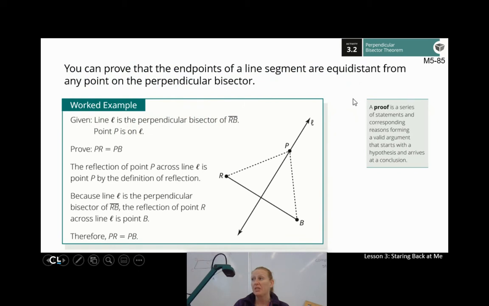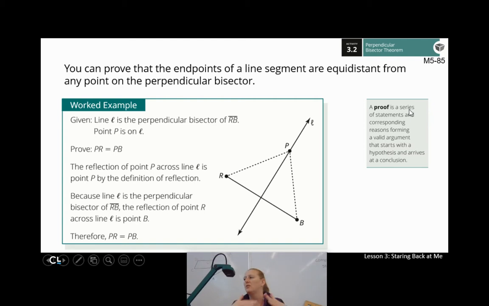It's very interesting. What you've actually found is something called the perpendicular bisector theorem. You can prove that the endpoints of any line segment are equidistant from any point on the perpendicular bisector. So P could have been here or here or here or here or here. It doesn't matter. The distance from P to R should be equal to the distance from P to B. This right here is what we call a proof. We're going to do a lot of this in this class. You're really going to dig in next year when you're taking Integrated Math 2.